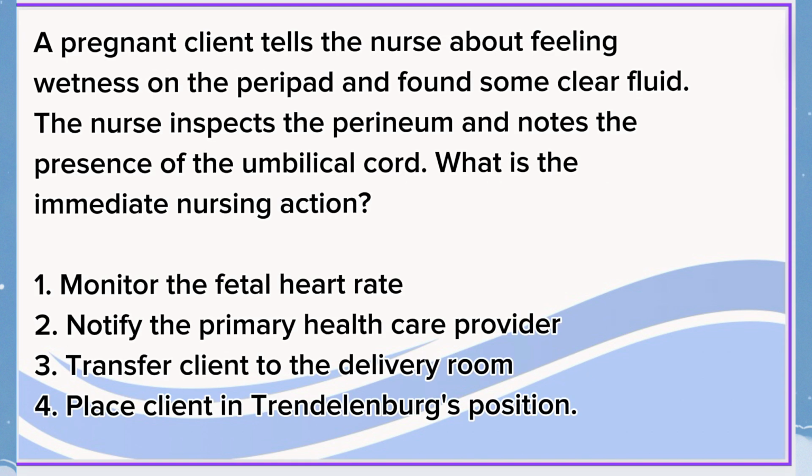A pregnant client tells the nurse about feeling wetness on the perineum and found some clear fluid. The nurse inspects the perineum and notes the presence of the umbilical cord. What is the immediate nursing action? 1. Monitor the fetal heart rate. 2. Notify the primary health care provider. 3. Transfer client to the delivery room. 4. Place client in Trendelenburg's position.